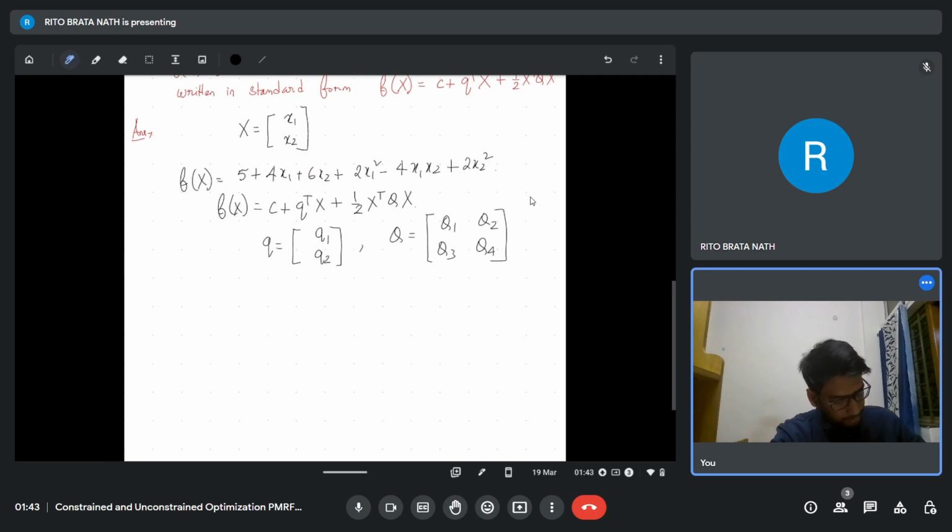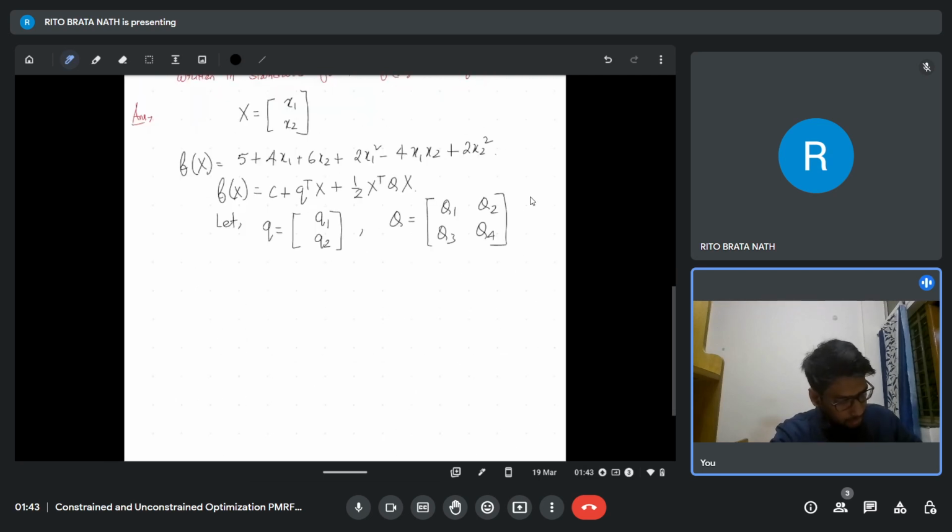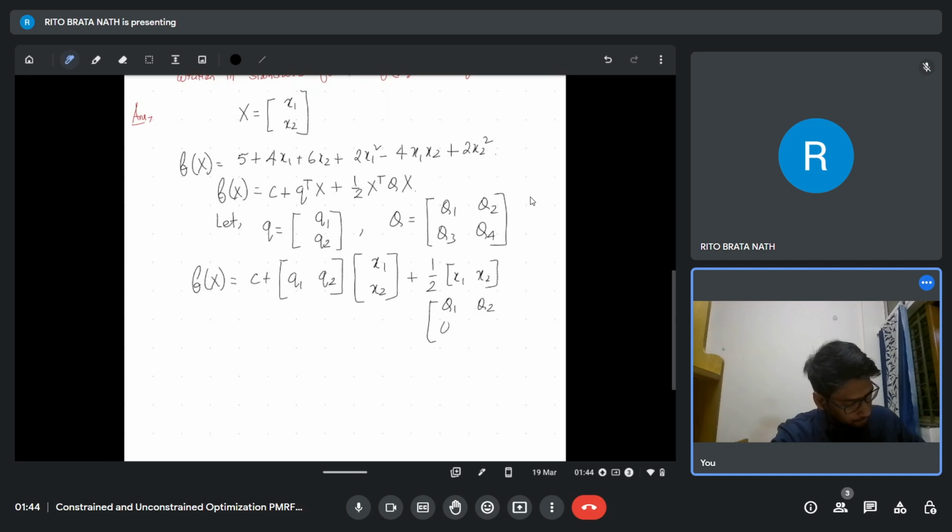Okay, so now we plug this in here. It is nothing but C plus Q1, Q2, so it becomes a row vector, and then you have x1, x2, plus half, then you have x1, x2, then you have this 2 by 2 matrix, and finally you have this x1, x2.